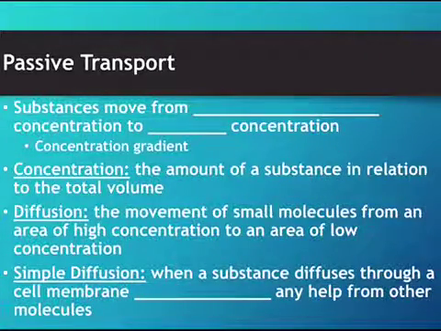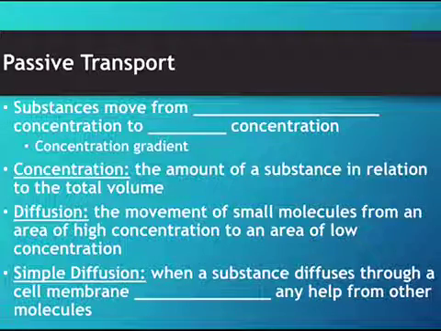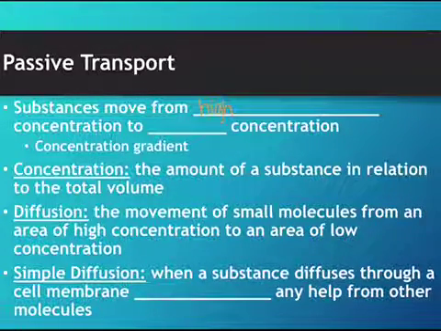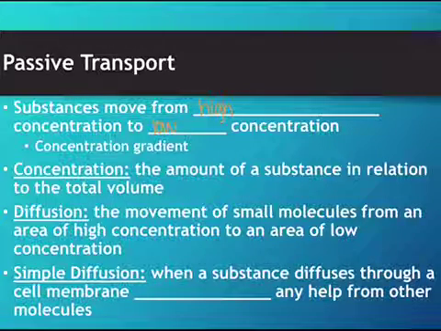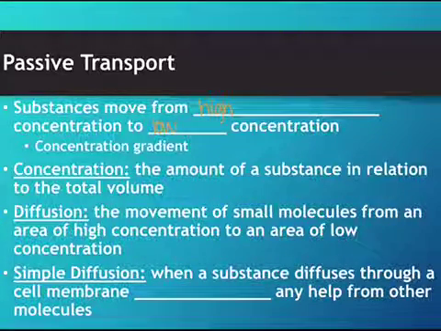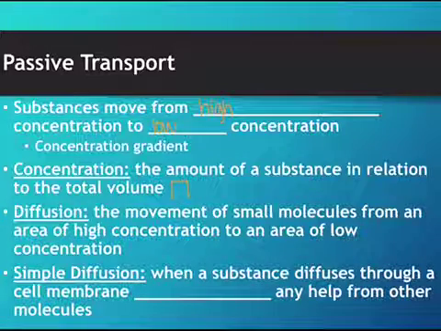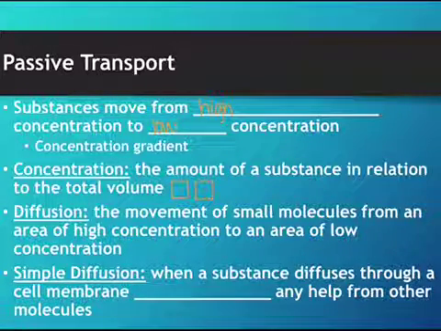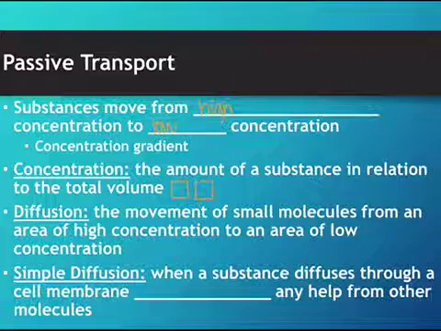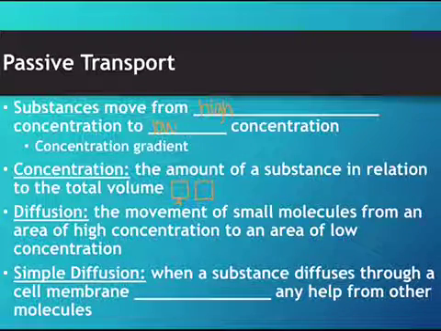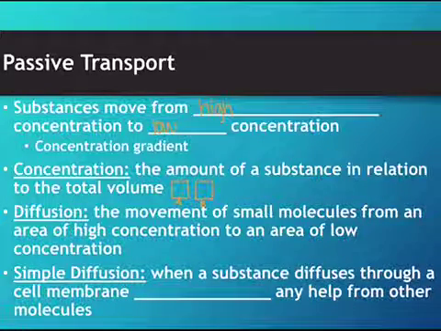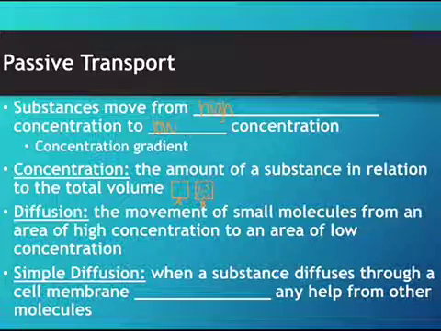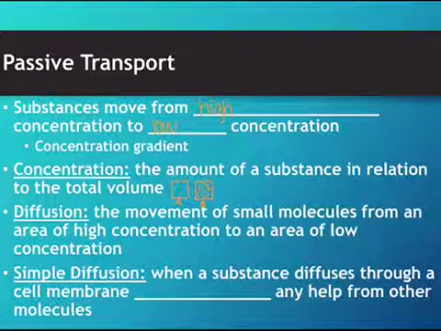So passive transport is when substances move from a high concentration to a low concentration. We call this a concentration gradient. And the concentration is the amount of a substance in relation to the total volume. So let's say we have two containers, both the same size. The first container, we'll call container A, has a concentration of, let's see, those 3 particles, whereas in container B, we have a much higher concentration of particles.